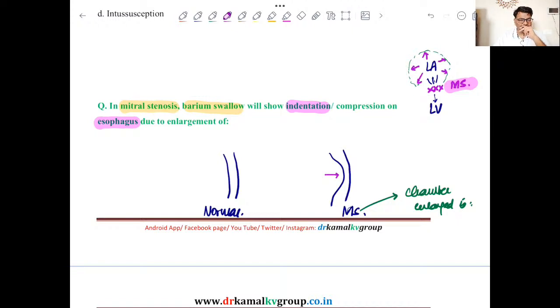There will not be enlargement of the left ventricle because through that stenosed valve the blood is already going in very small amounts to the left ventricle. So there is no point in having hypertrophy of the left ventricle, right? There will be enlargement of the left atrium, right? So this chamber is actually the left atrium, which will push.